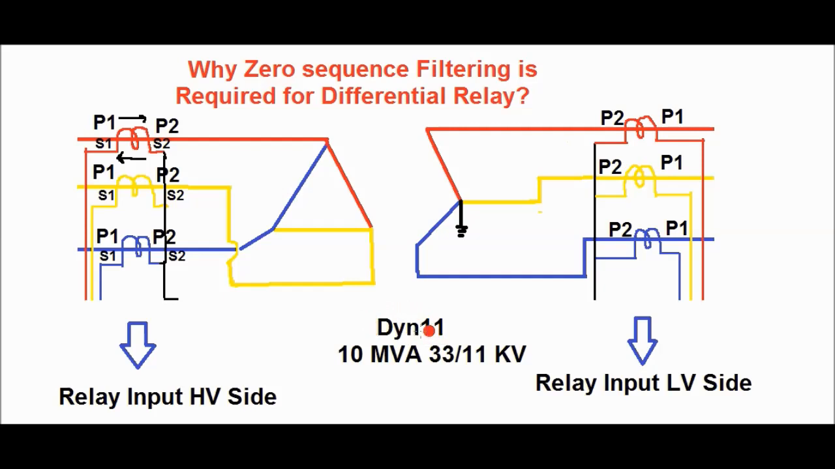Here the CT connection has been shown, that is P1 is connected towards the bus side and P2 is connected towards the transformer side for all the phases. A similar connection has been shown in the LV side, that is P1 is connected towards the bus and P2 towards the transformer side. From the CT secondary circuit, relay input is taken for the HV side CT input, and similarly for the LV side CT input.